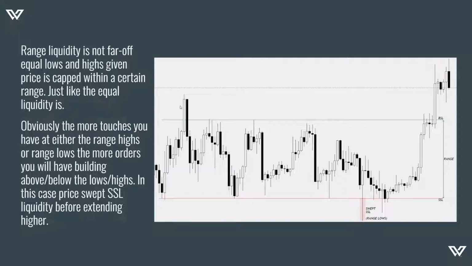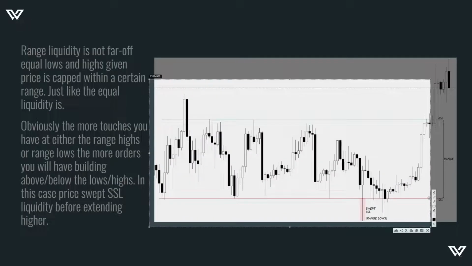So yeah, I already spoke about this. It's very similar to equal highs and lows. Obviously, the more touches you have at either the range highs or range lows, the more orders you will have building above or below. In this case, price swept the sell side liquidity before extending higher, and you can see the range low here, 1, 2, 3, 4, four sets of lows. Price eventually sweeps. We do have another little sweep after this, reclaims, and then we trend.